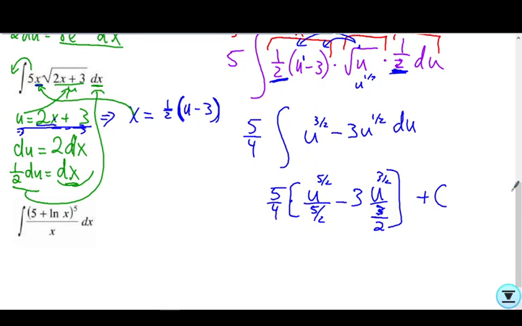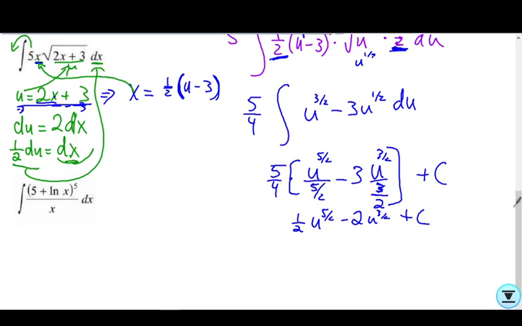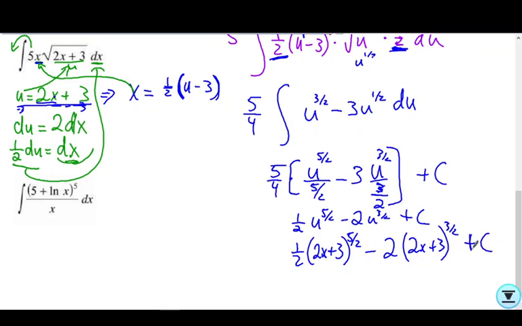And then you just simplify. So this ends up being 1/2 u to the 5/2 minus 2/3 times 3, which will end up being 2u to the 3/2 plus c. And then the last step is plugging back in u. So it's 1/2, this is 2x plus 3 to the 5/2 power minus 2x plus 3 to the 3/2 power plus c.